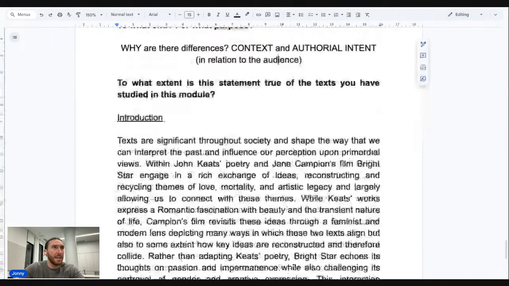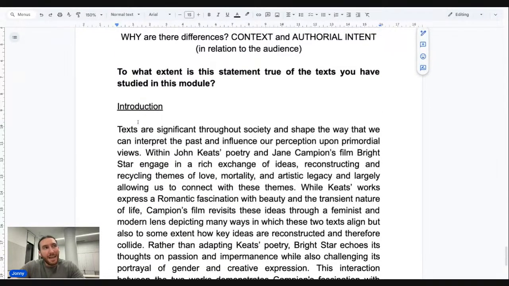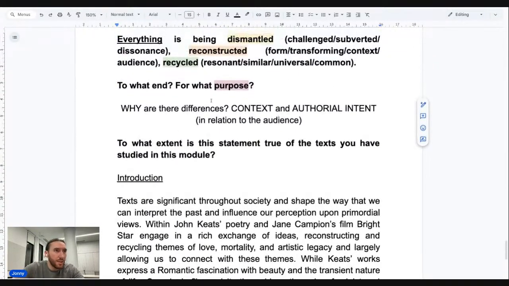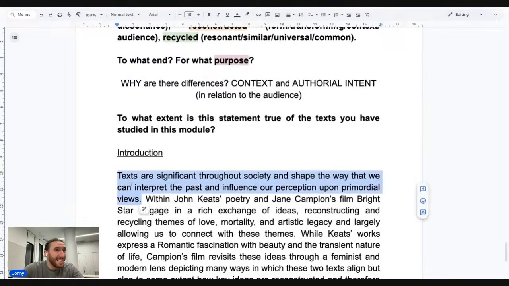All right, so let's see the student's introduction here. "Texts are significant throughout society and shape the way that we can interpret the past and influence our perception upon primordial views." Yeah, so it doesn't include any of the words of the question there: dismantled, reconstruct, recycled. It's kind of a generic opener. It's fairly generic, like it doesn't really offer too much insight. It does say it influences our perception on primordial views, meaning like from the past or fundamental views even.